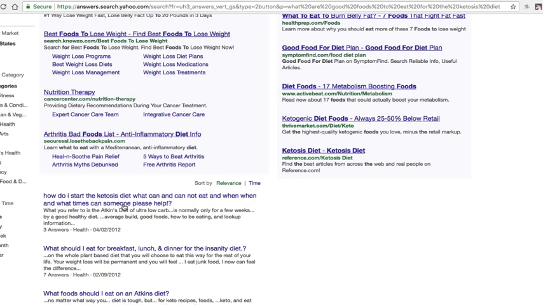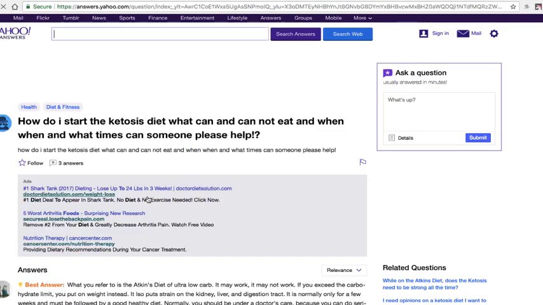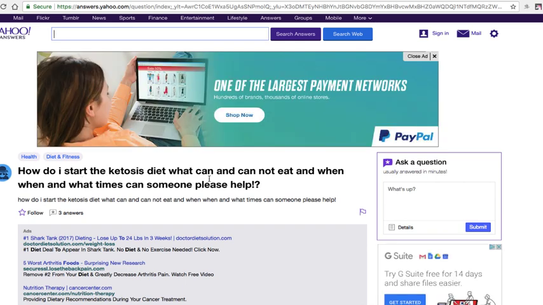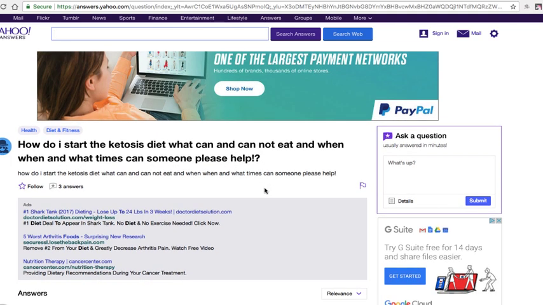So here it is. You see somebody's asking, how do I start the ketosis diet? What can I eat? So you click on that and you can see somebody asking this question: how do I start the ketosis diet? What can and can I not eat? And when and what times, can someone help me, please? That question was a little difficult to read, but the person is asking, what can I eat on the ketosis diet?